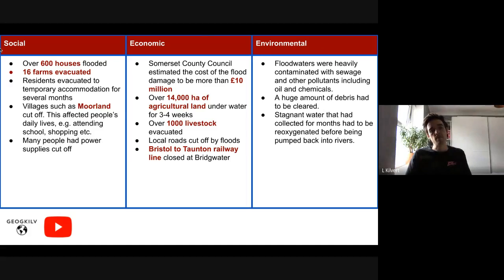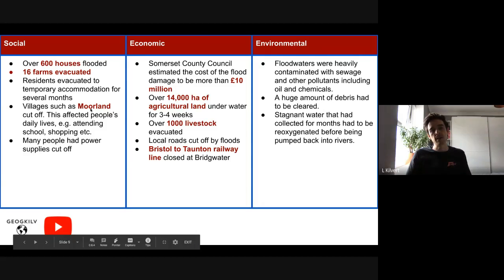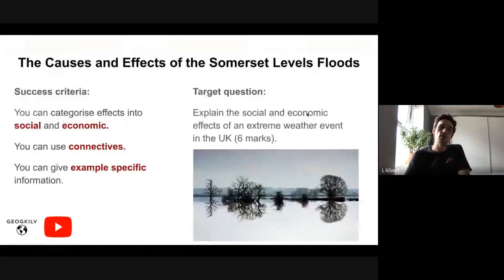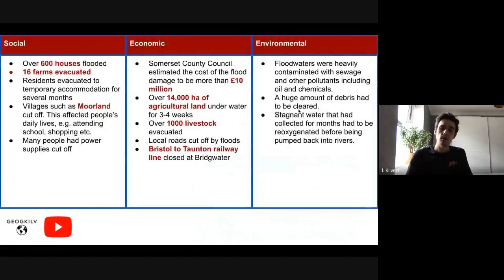Now, you probably wouldn't have to remember all of this, but that's really useful in being able to pick out those key pieces of information to be able to apply it within an exam. So what I'd like you to do now, before we tackle our exam question, is to just push pause on this video and make sure that in your Google document, you've got a table which has got the social effects, the economic effects, and the environmental effects. Away you go.